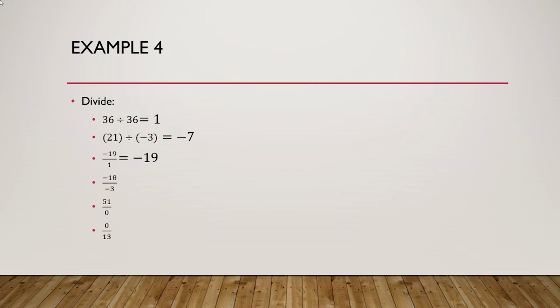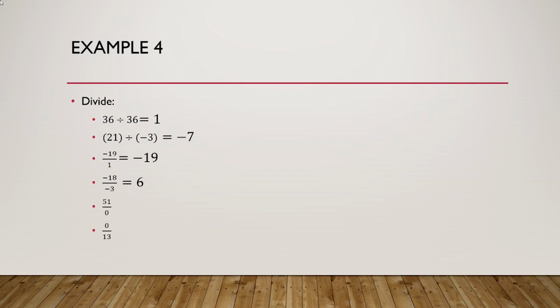Negative 18 over negative 3. 18 over 3, or 18 divided by 3. 3 goes into 18 6 times. Since the signs are the same, it's going to be a positive 6.